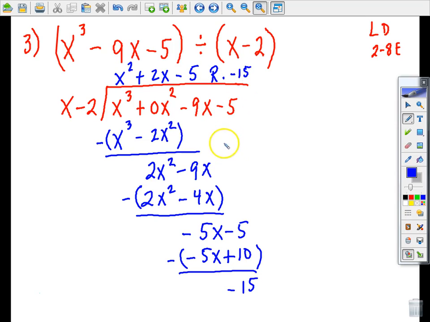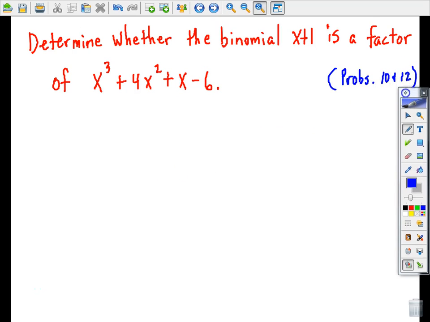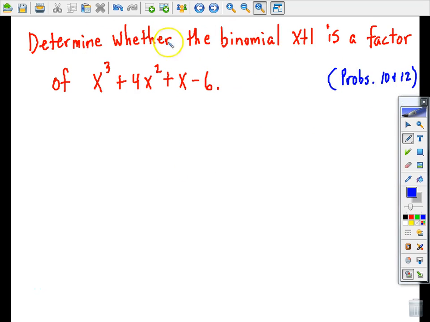Now, it just so happened that the 3 examples that I picked all have a remainder. You don't always have a remainder, so I don't want you to think that you'll always have one. Okay, well, that takes care of long division. So let me go ahead and show you what it means to be a factor.